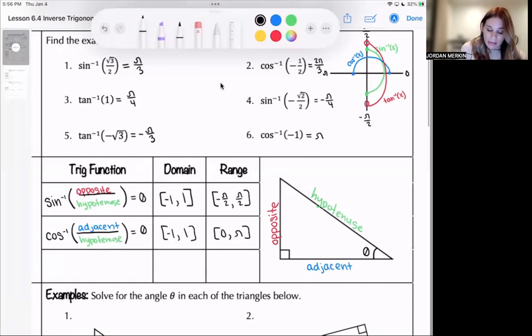All right, last one, we have inverse tangent. And we plug in opposite over adjacent, our trig ratio.